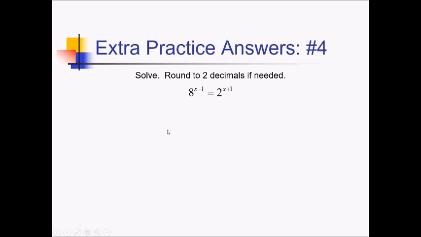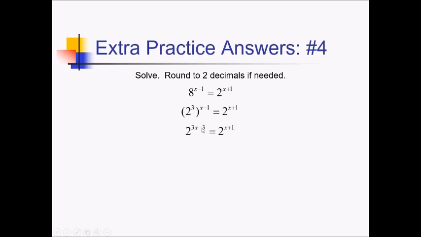For this problem, trying to solve this exponential equation, I noticed that 8 and 2 are both powers of 2, so let me just use the common base method on this one instead of logarithms. I'm going to rewrite 8 as 2 to the 3rd power, and then raising 2 to the 3rd to the x minus 1, I'm multiplying the exponents. So we have 3x minus 3 for that exponent.